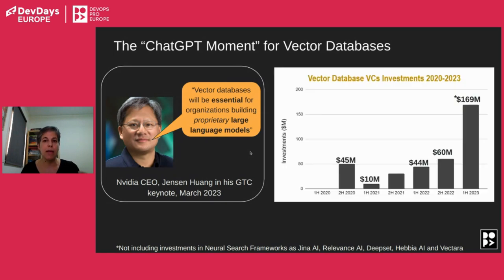And we can see that by the investment of VCs, venture capitalists, in startups. So this is for every half year. In the first half of 2022, $44 million were invested in startups. In the second half, $60 million. And in the first half of this year, just think, the past year most companies cut costs and laid off people, but for vector databases, in the past few months, maybe four months, $169 million were raised for startups focusing on vector databases. So this doesn't include neural search frameworks like Jina AI and Relevance AI, just vector databases. And this is the ChatGPT moment. You can see the huge spike from 60 million to 169 million.